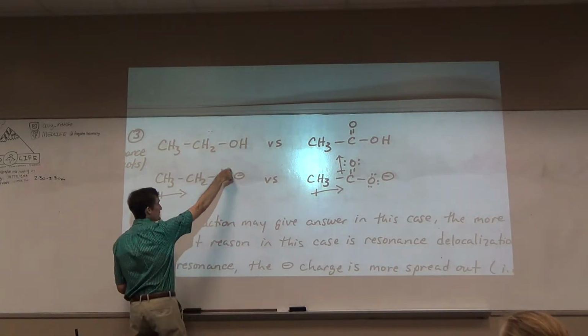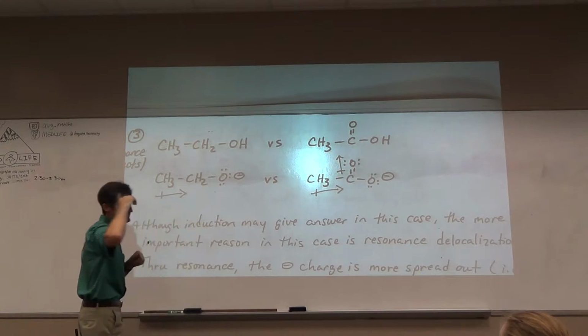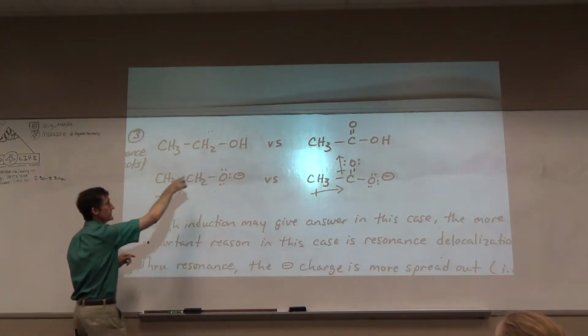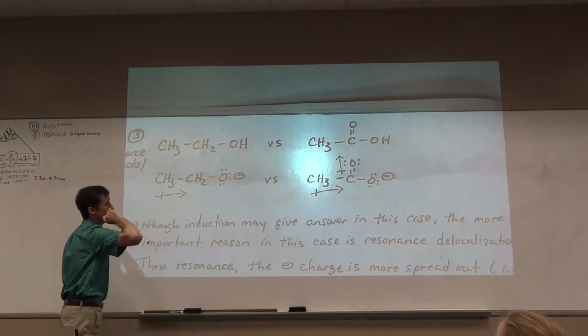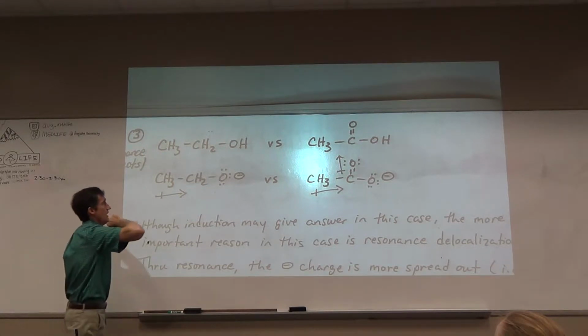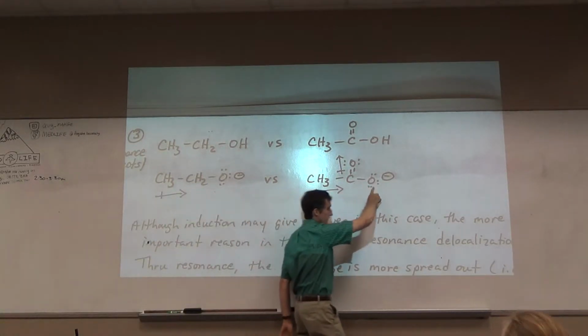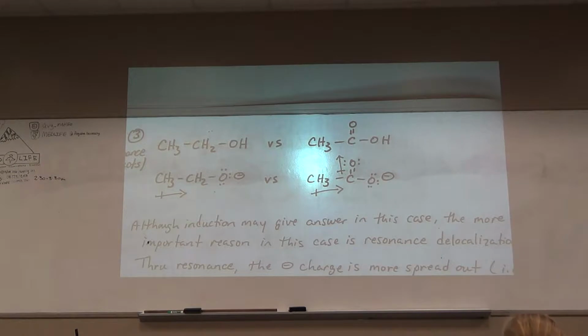whenever this becomes a conjugate base, the oxygen takes on a new lone pair, right? 2 lone pairs here, now it has 3. Same over here, now it has 3. If that extra lone pair has something to do, some bonding, that's going to make it more stable. If it's just isolated and has nothing to do, it's not going to be as stable.